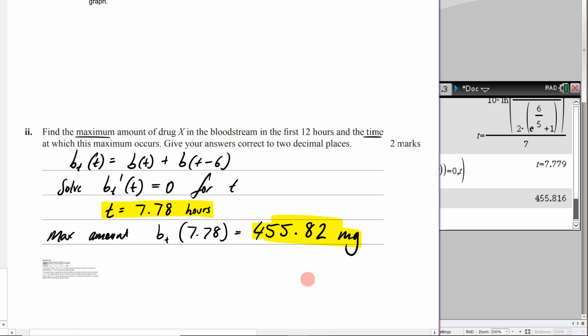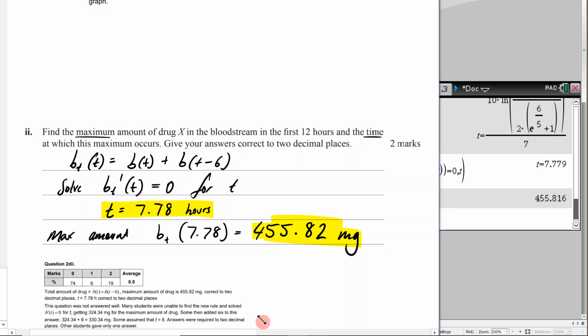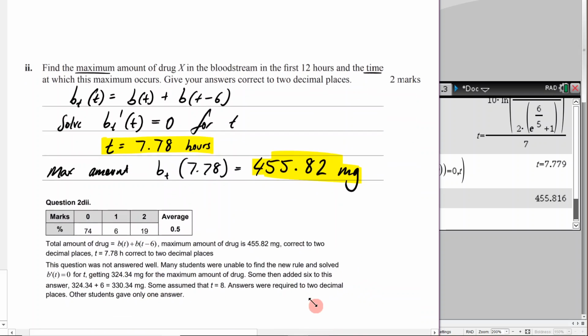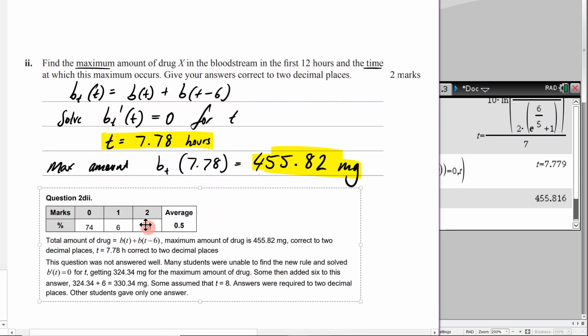Yes, I imagine. Let's read the examiner's report. That's what you should be taking with absolute seriousness. All right, so only 19% of people got the full 2 marks here. It says the total amount of drug is equal to B of T plus B of T minus 6. The maximum amount of drug is 455.82 milligrams, which we have there. And T is equal to 7.78 hours here, correct to 2 decimal places.